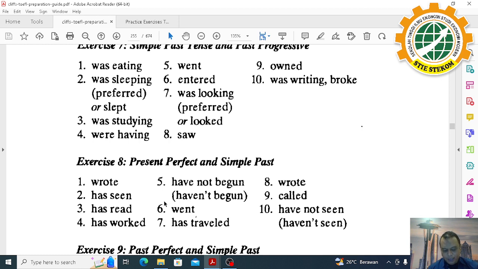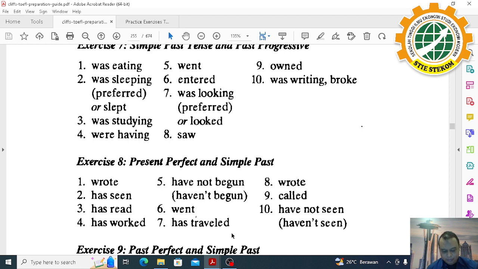And then number 5, we blank to study for the test yet. Nah, we have not begun to study for the test yet. We have not begun atau haven't begun. Okay, number 6, George blank to the store at 10 o'clock this morning. Nah, ini kita pakainya when. George went to the store at 10 o'clock. And then number 7, Joanne blank around the world, has traveled.